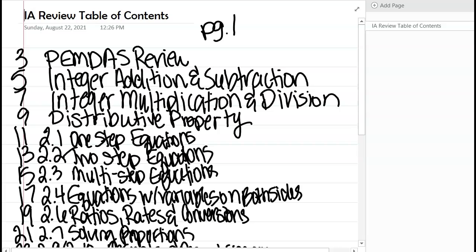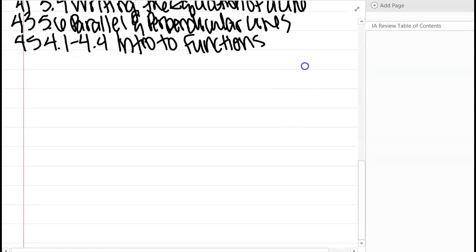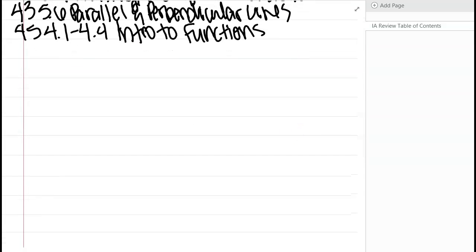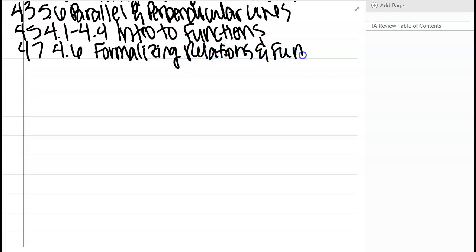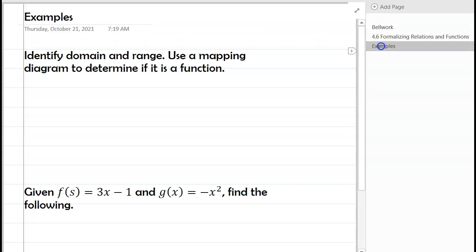Okay, I'm almost positive this is our last section in our review. So this should be on page 47. This is section 4.6, Formalizing Relations and Functions. Most of what we do today is really simple. And the stuff that looks difficult is actually easy, it just looks different.